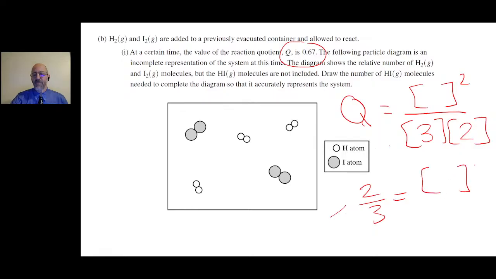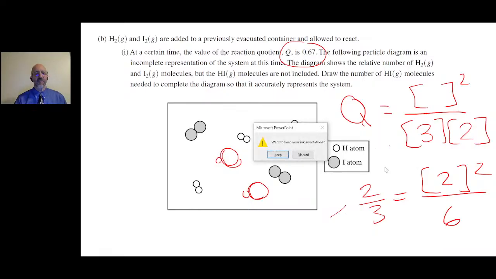So, you might be very tempted to put in 4 particles of HI because you think, well, 4 over 6 is the same as 2 over 3, but that was a number squared. So the number that I'm looking for is 2. So I'm going to draw 2 particles of HI because 2 squared divided by the product of 3 times 2 is equal to 0.67. All right, let me show you scoring guidelines for that part.